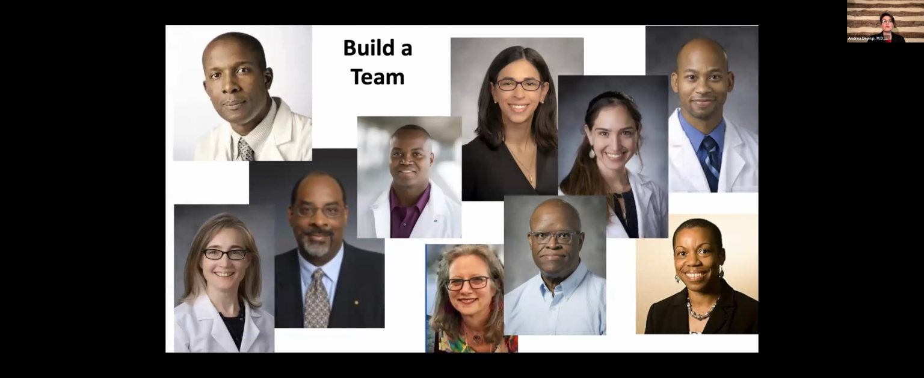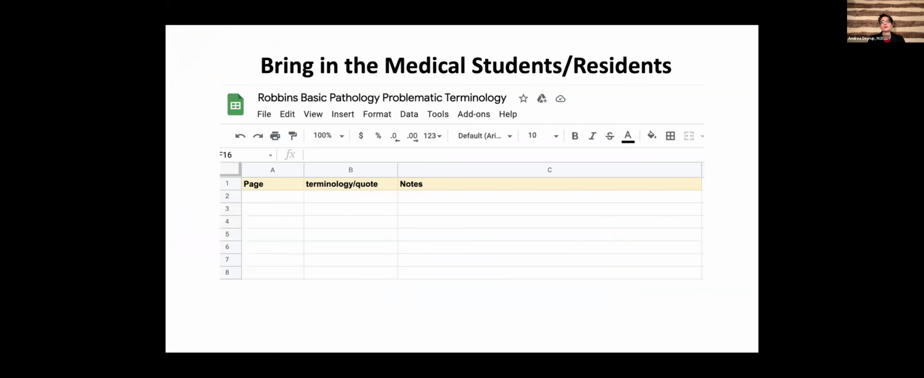And then once you start this, continue to build your team. Bring in as many people as you can, because these people are all coming from different walks of life, looking at gender orientations, gender identity, sexual orientation, different racial and ethnic backgrounds, so that we can be as inclusive as possible. We need to bring in the medical students and the residents. These are people who are living this now. I am studying it and living some of it, but they are really immersed in it. So for example, for Robbins Basic Pathology, I put up a Google Doc and said, if you see anything problematic, let me know.